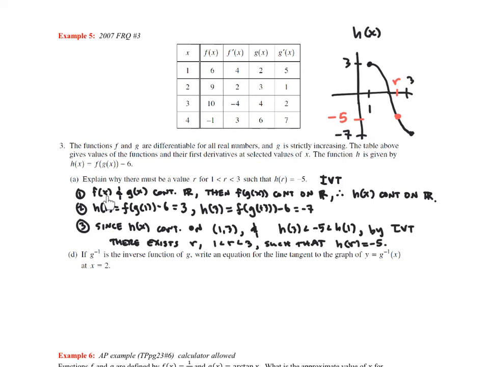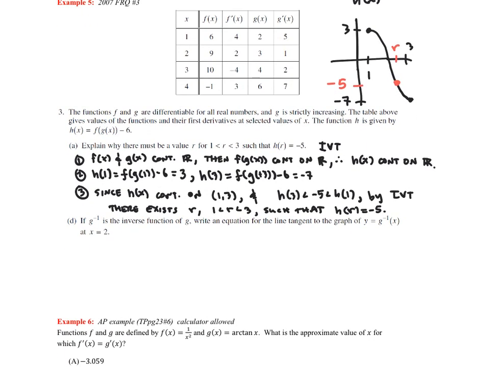There you have it. The first part, we showed that h of x was continuous. The second part, we found the outputs of the endpoints. And the third part, we justified it using the definition of the intermediate value theorem. We're going to do part D. Parts B and C probably had something to do with the strictly increasing portion of g of x. I'm not sure, but let's work on part D.